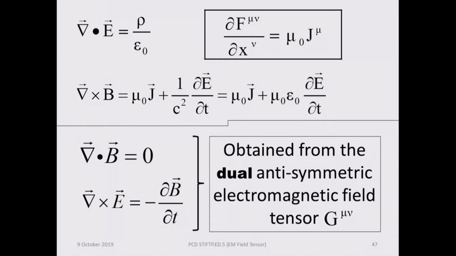But you need another 2. Where do you get them from and how would you get them? These are obtained from another tensor which is also an electromagnetic Maxwell field tensor, which is completely equivalent to the previous one, but not the same. It is similar, but not the same.